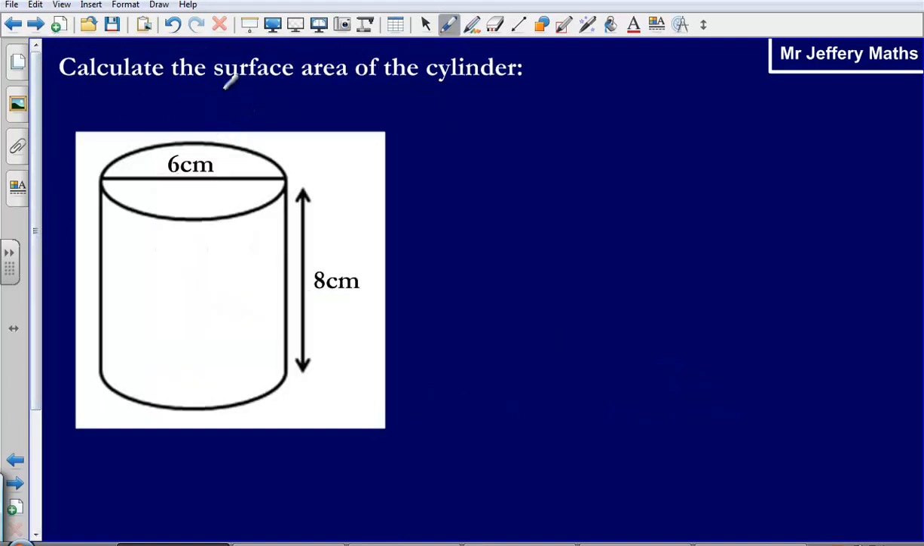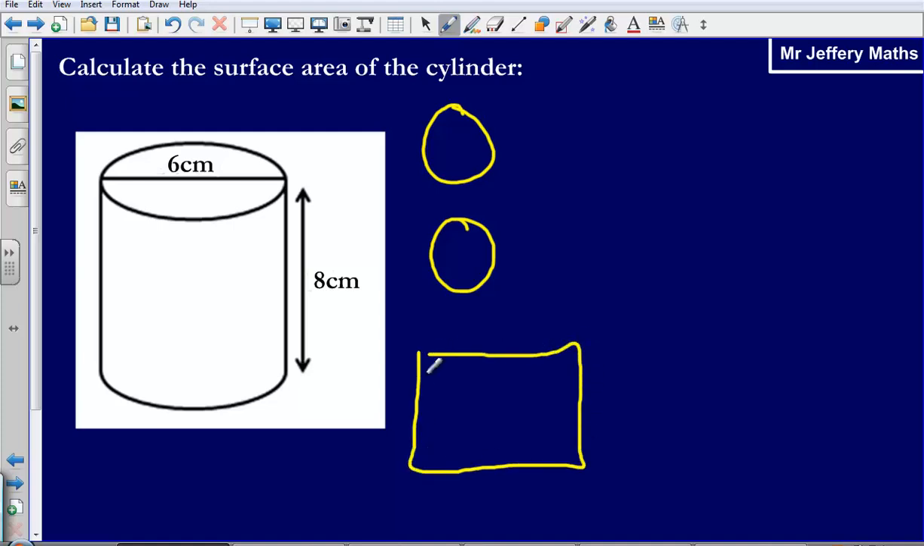Okay, next one, calculate the surface area of the cylinder. So surface area, in order to find this out, all that we're talking about with surface area is simply the area of each of the faces. So in a cylinder we've got a circle at the top, and we've got a circle at the bottom, and then we've got a rectangle going around our shape. So let's work out the area for each of these.